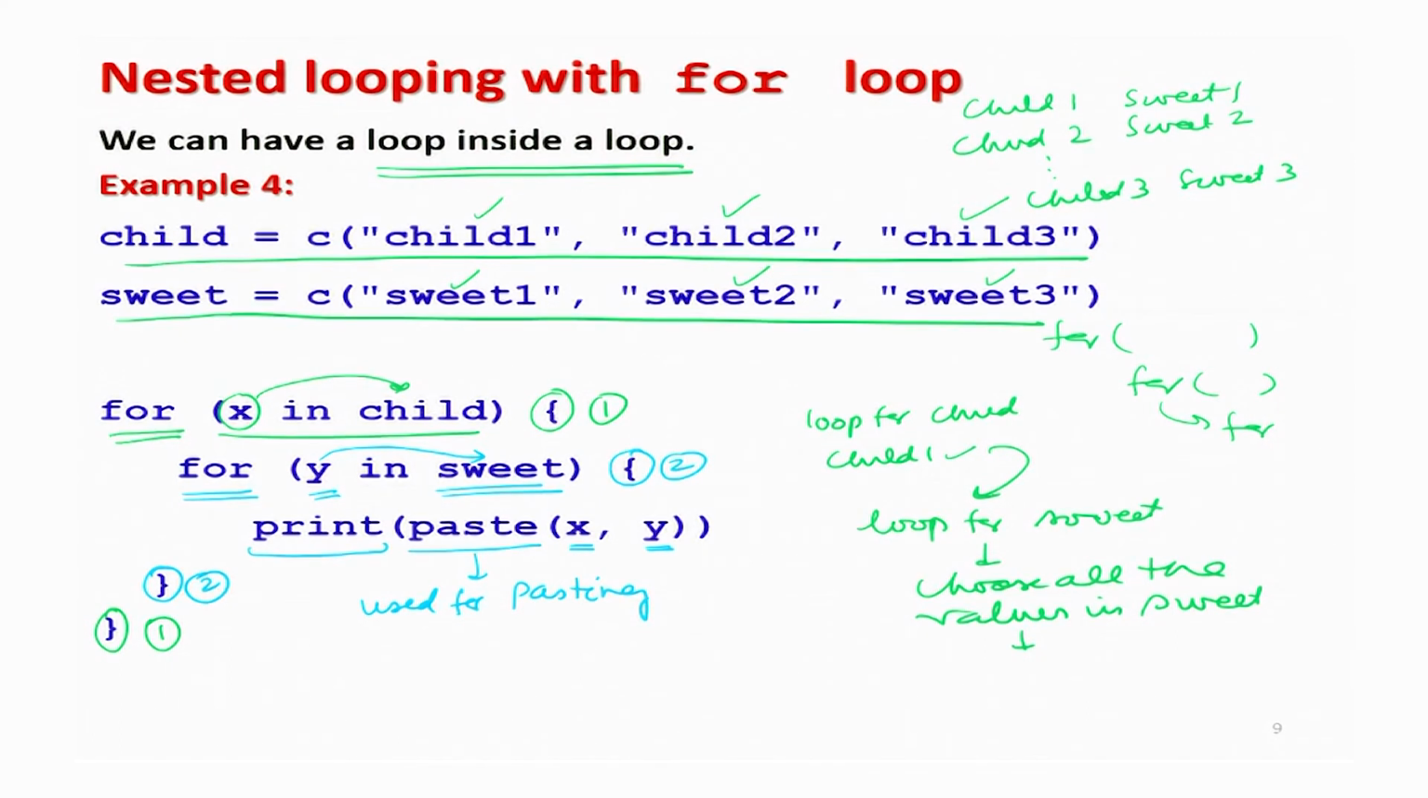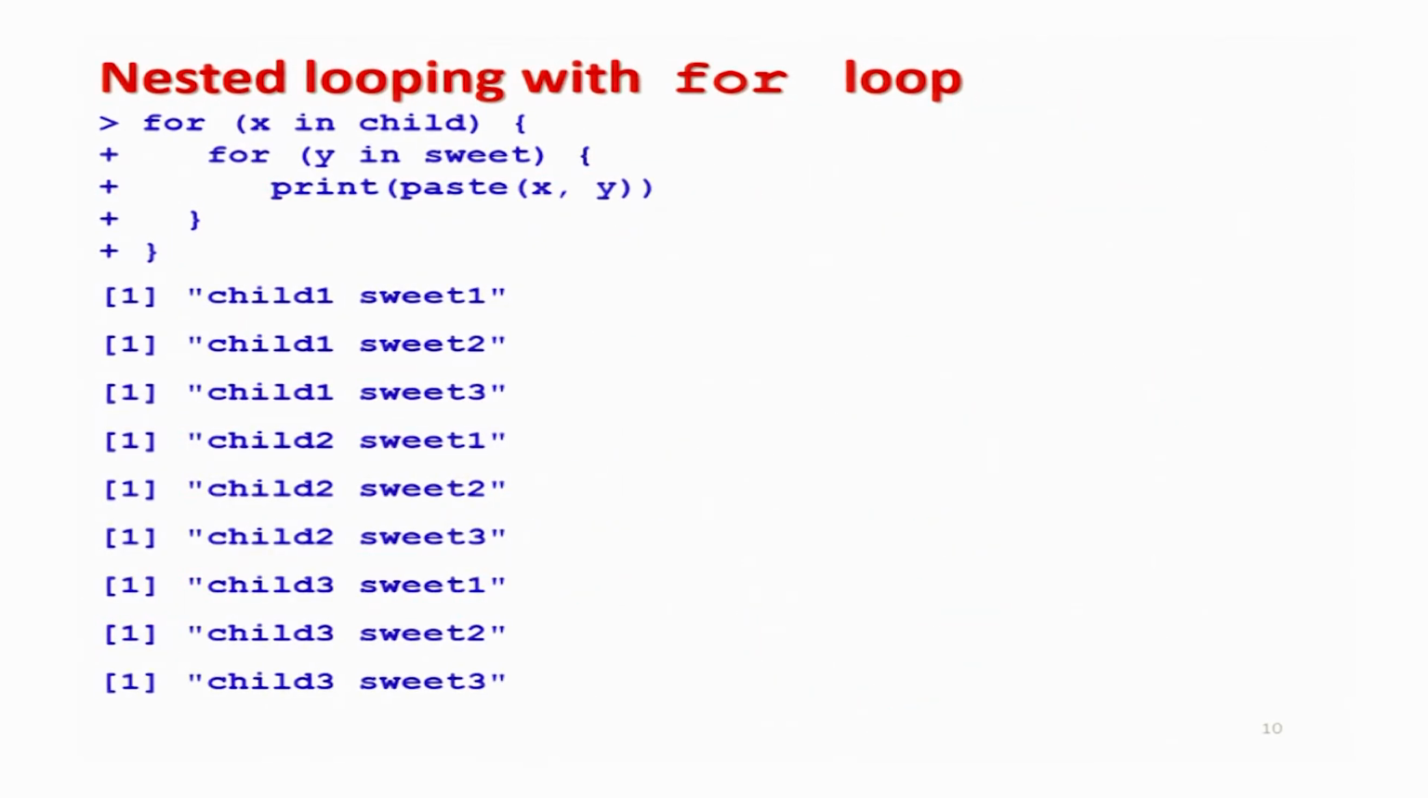After this, when all the values in the suite are consumed, it will come back once again to the loop for child and pick up the second value, child 2. Once again it will pick up all the values in the data vector suite and combine them together. Let us first see what really happens.